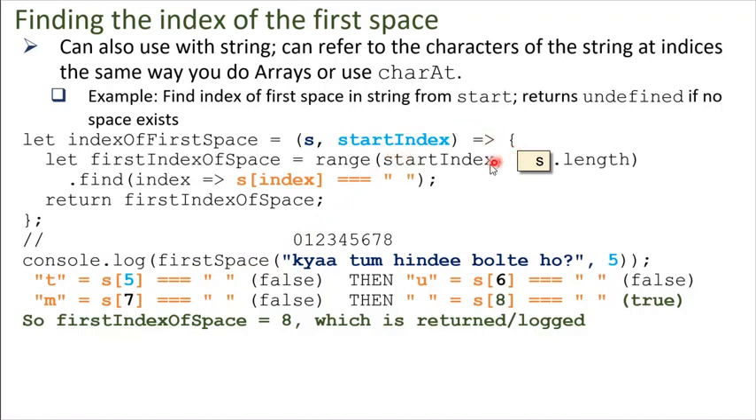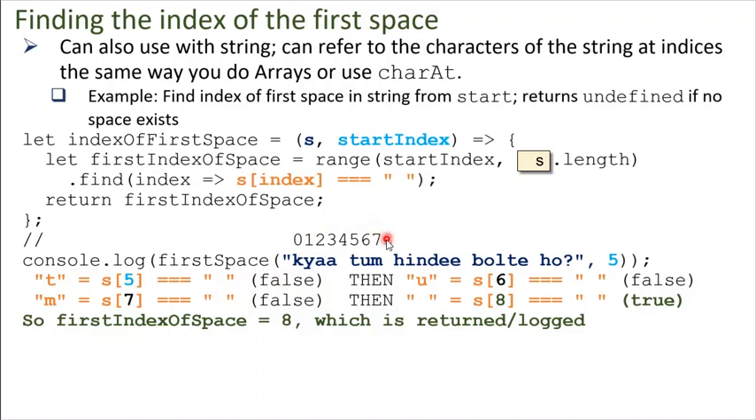So then it goes to the next one, right? So range 5 to the array.length, it's going to generate the array 5, 6, 7, etc. So the next one it'll check is 6, and so it'll ask is s of 6 equal to the space, and s of 6 is u. Remember, s is the string here. Kya tum hindi bolte ho? So that's false again. And then it's going to check the m, because that's at position 7, and it's going to ask if the m is a space, which it's not.